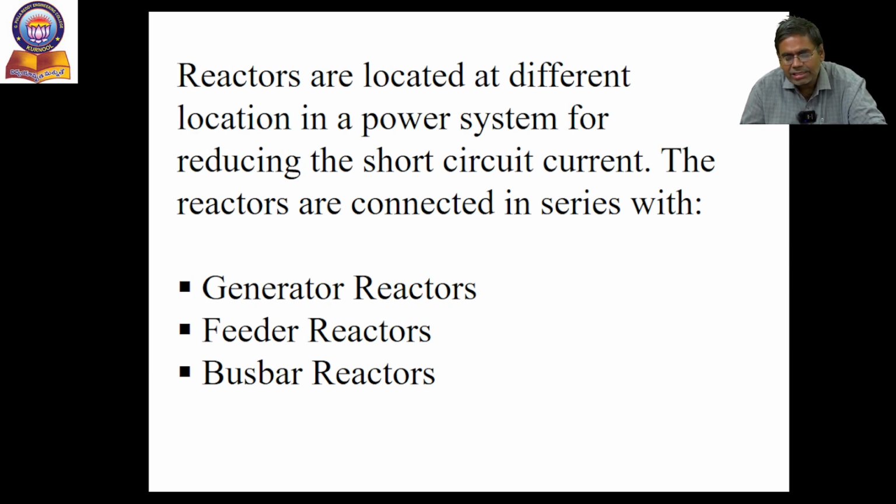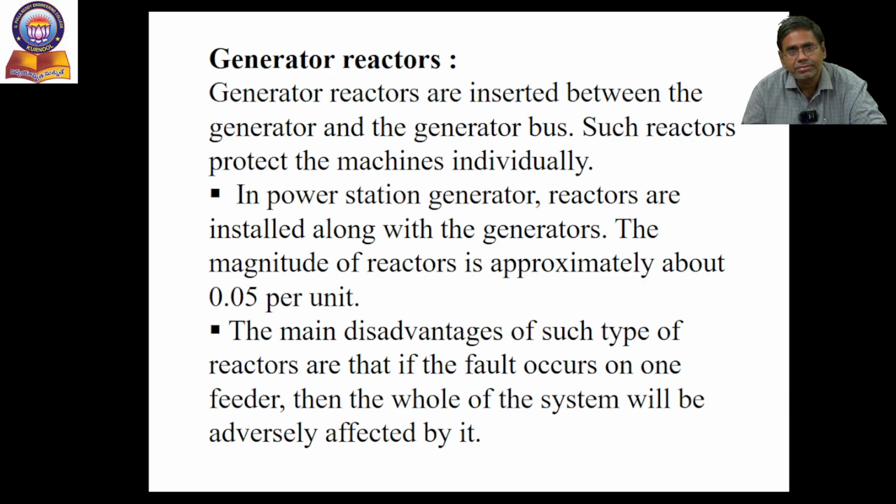The reactors are located at different locations in a power system for reducing the short circuit current. The reactors are connected in series with the generator in generator reactors, in series with the feeders in feeder reactors, and in series with the busbar in busbar reactors. Generator reactors are inserted between the generator and generator bus. Such reactors protect the machine individually. In power station generators, reactors are installed along with the generator. The magnitude of the reactor is approximately equal to 0.05 per unit.